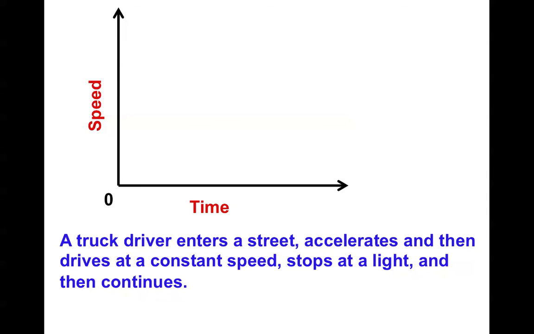Okay, I'm back. Accelerates, drives at a constant speed, stops at a light, accelerates again, drives at a constant speed, and continues on. Do you notice how there's a break right here? What do you think's happening? That's when he stopped at the stoplight for that amount of time.